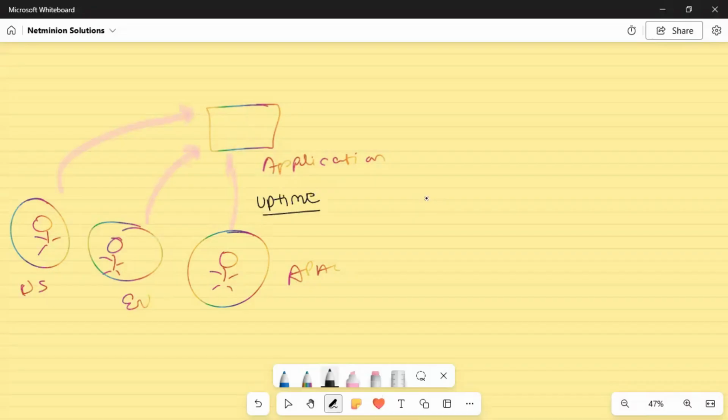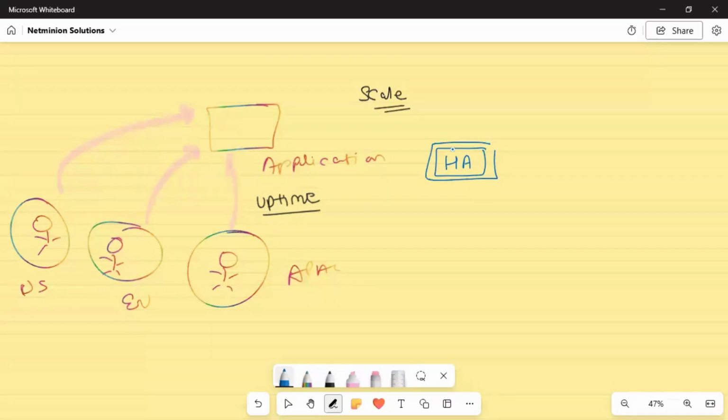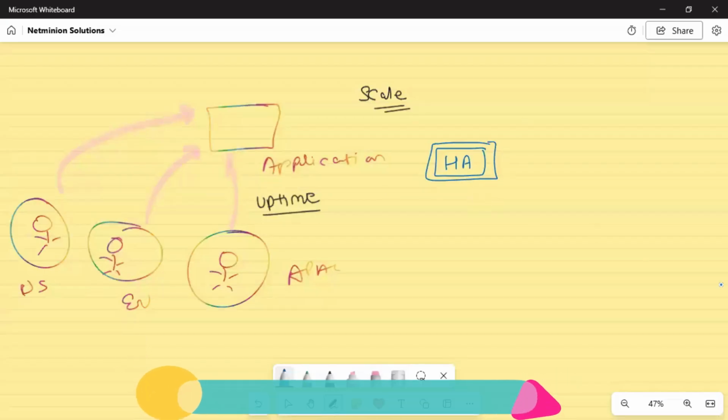Then, if the users are increasing, you need to scale so that latency is low. Are you getting my point? Those kinds of things you need to handle in scaling. There are a lot of things which come into the picture. Here comes a very crucial concept, which is named high availability. All these topics, as I told you, I am covering from the Microsoft documentation. You can go and check from there as well.